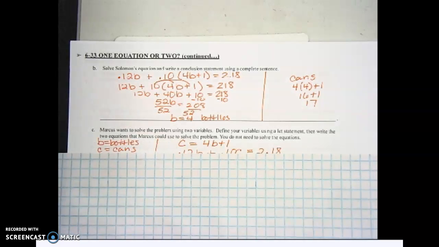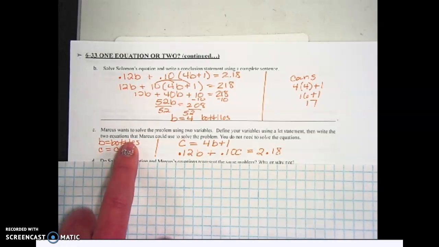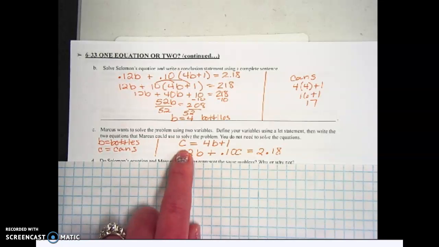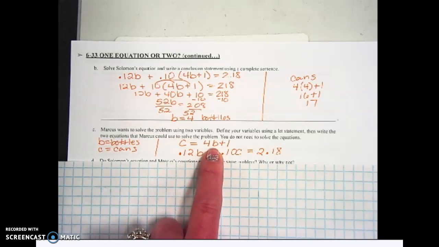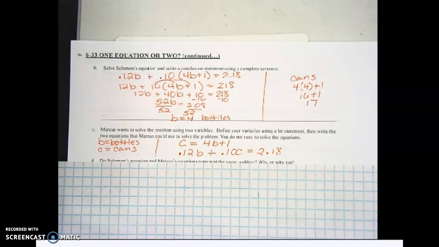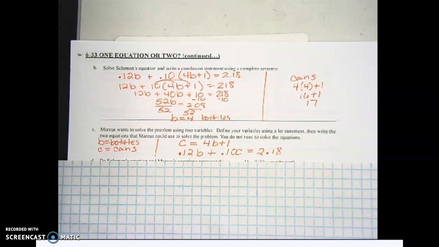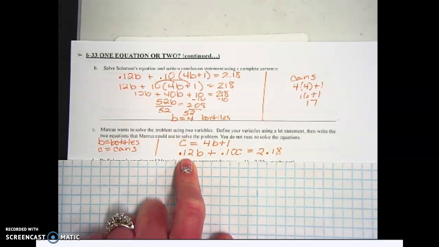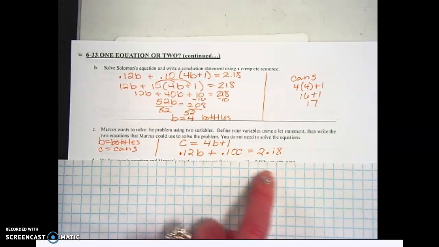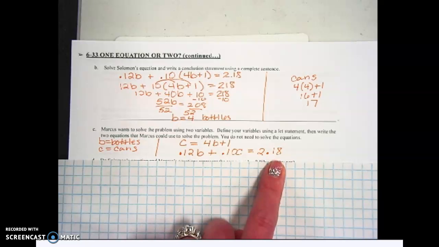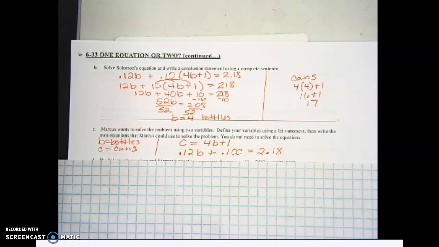Okay. All right. So we've got B is going to be bottles. And now I'm going to throw in C for cans. I'm going to say that cans is equal to 4 times the amount of bottles plus 1. Almost exactly what we did on the other page, but we used B again. So the equation would be 12 cents times bottles plus 10 cents times cans is going to be equal to $2.18. So it just depends if you want to use 1 variable or if you want to use 2 variables.